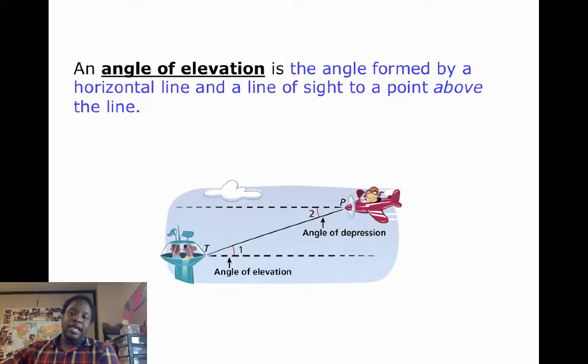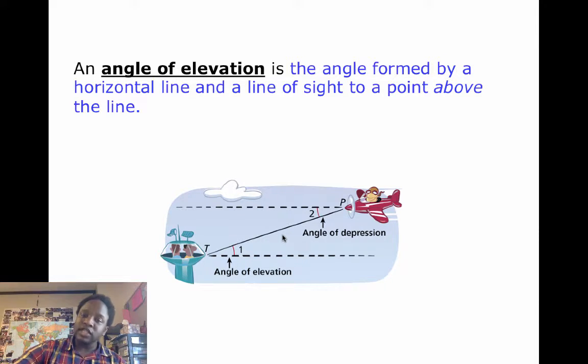So the angle of elevation is the angle formed by the horizontal line and a line of sight to a point above the line. So basically, if the slanted line is above the horizontal line, which we tend to dash, then it's the angle of elevation. And if the slanted line is below it, it's the angle of depression.